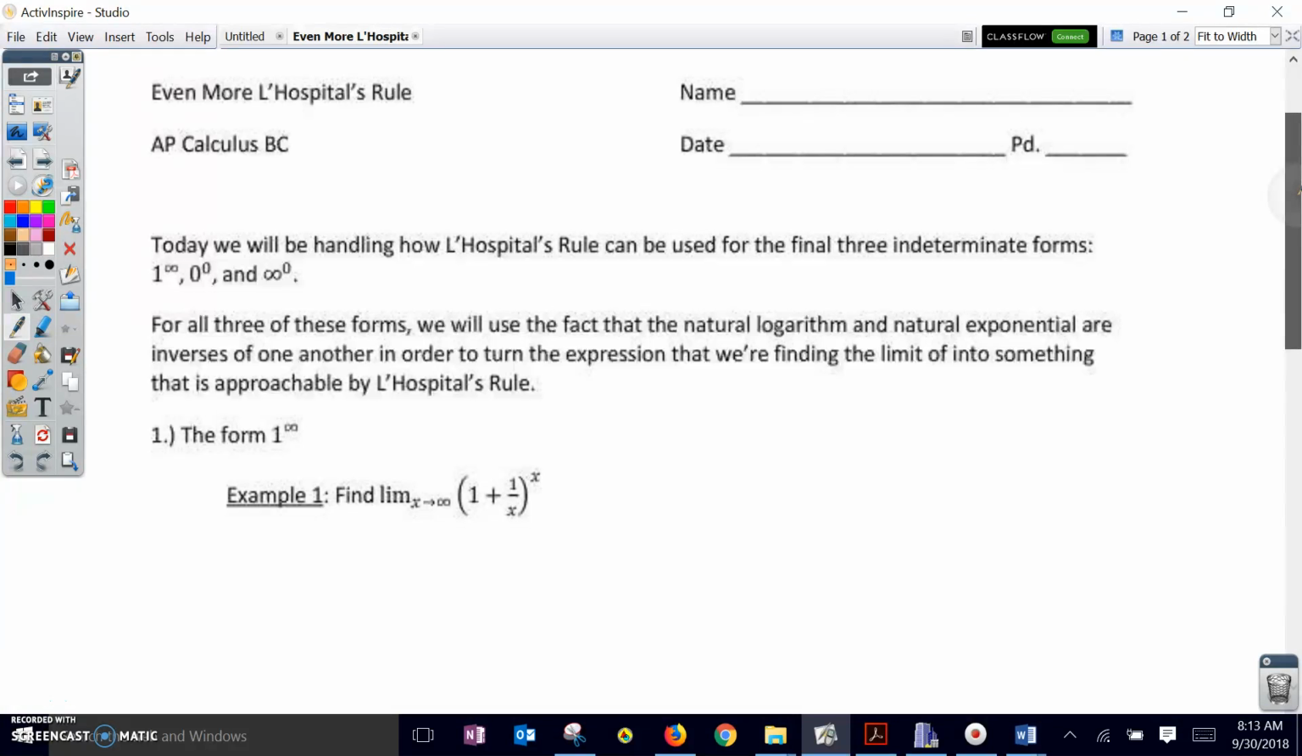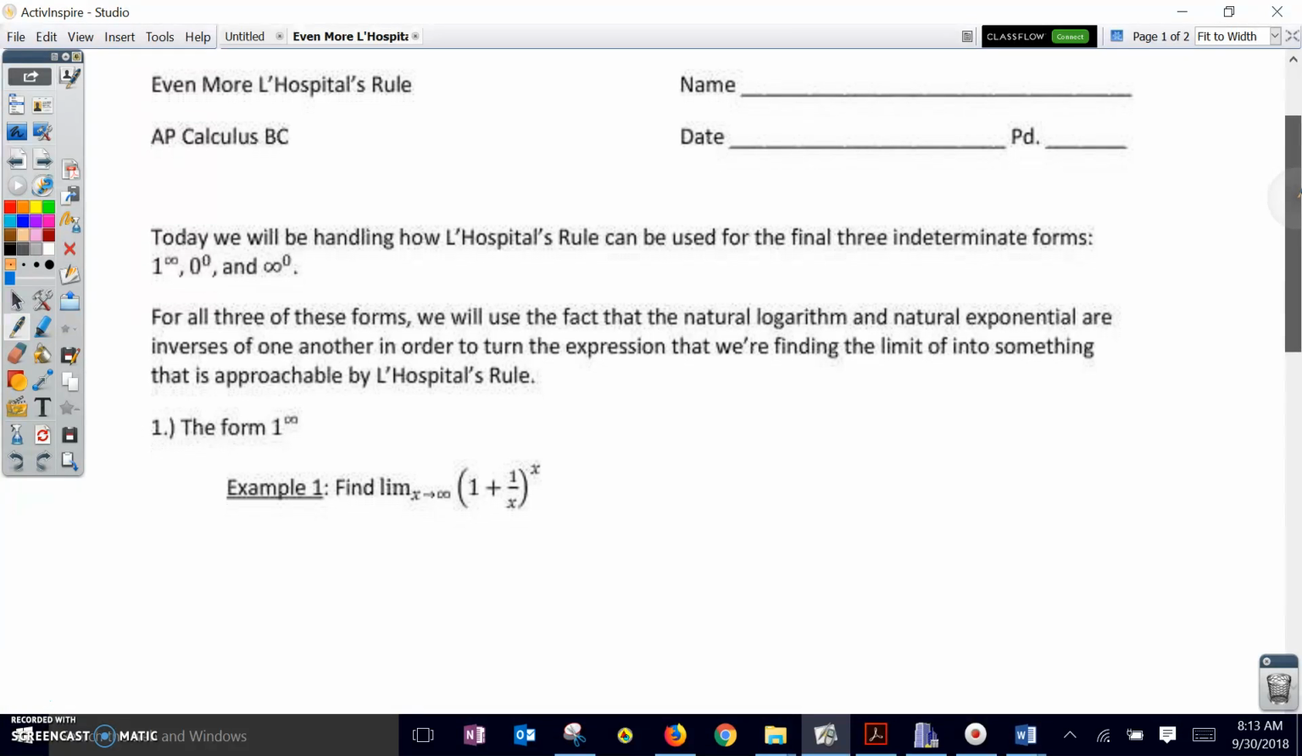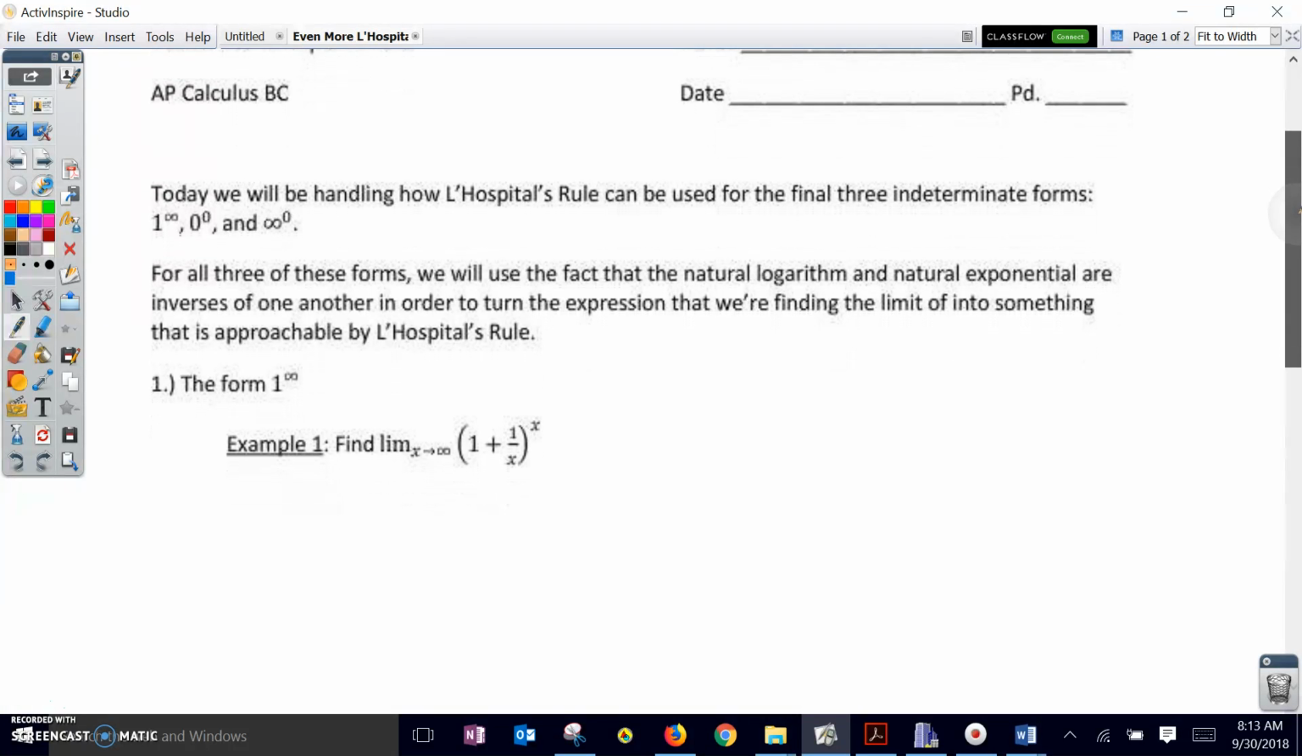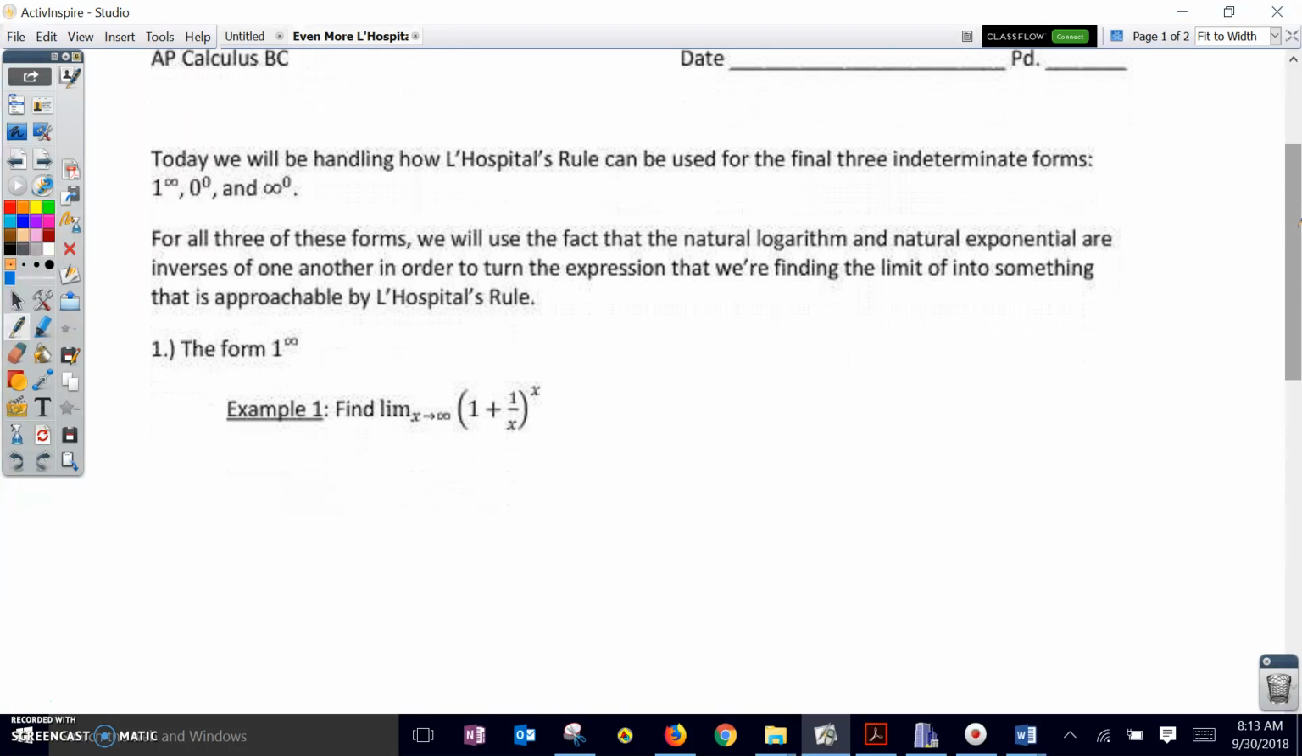We can turn all of these expressions into limits that we can find using L'Hopital's rule. So first we're going to find the limit as x goes to infinity of the quantity 1 plus 1 over x raised to the x. And what happens in this limit is as x approaches infinity, the 1 over x approaches 0. So what's inside the parentheses approaches 1, and the exponent approaches infinity.